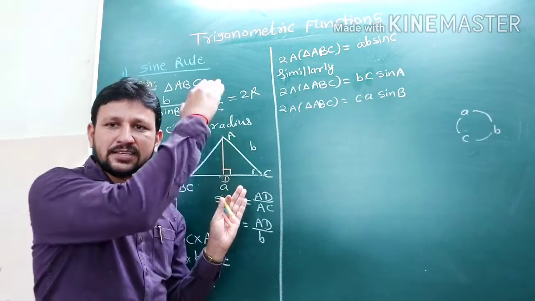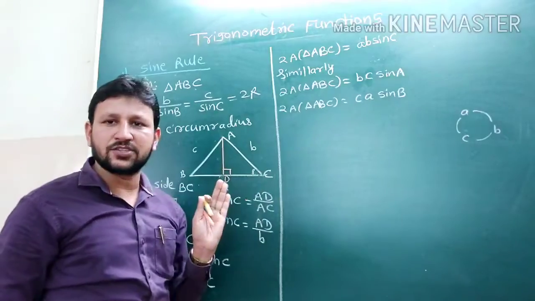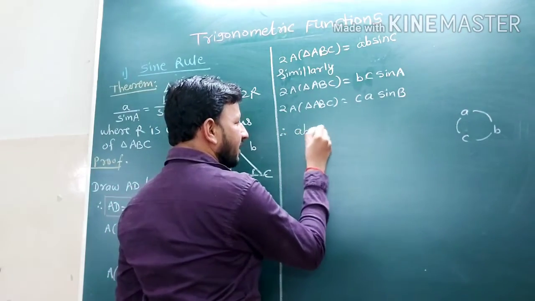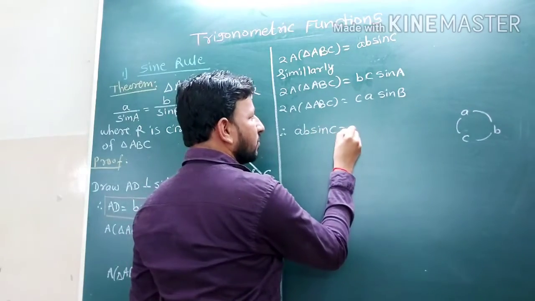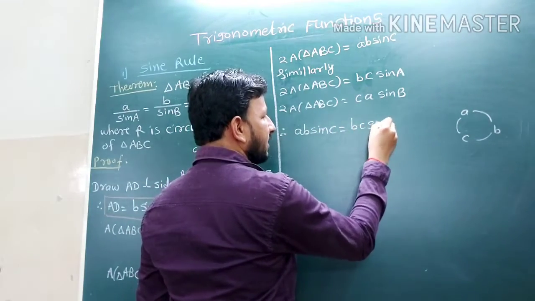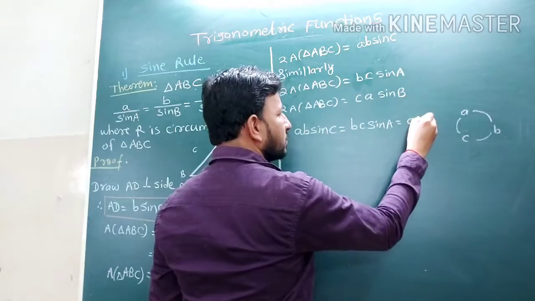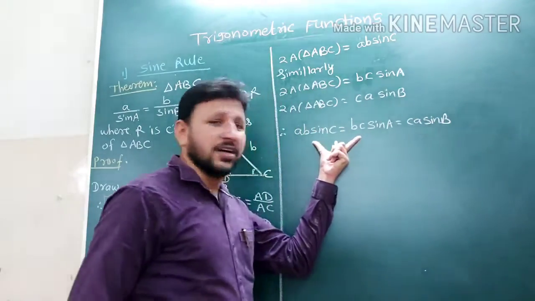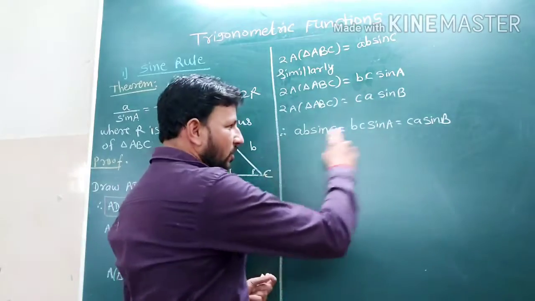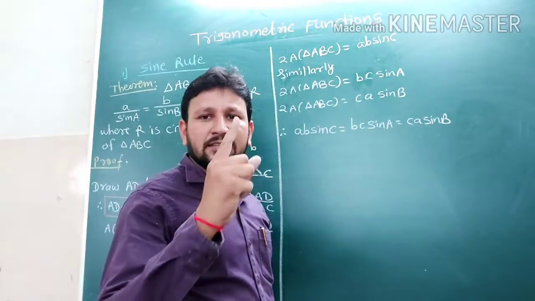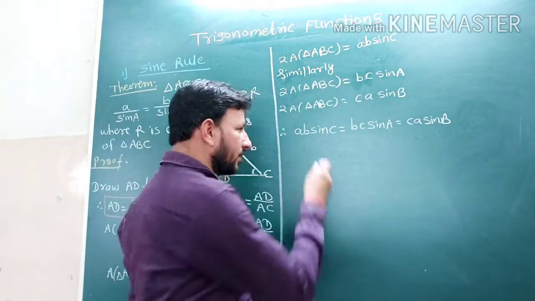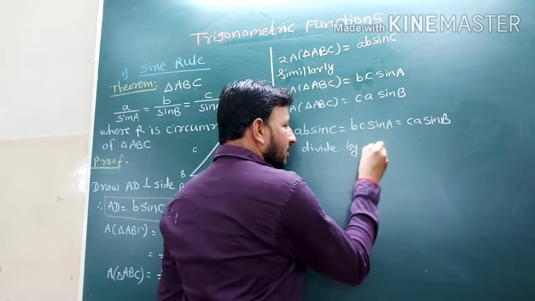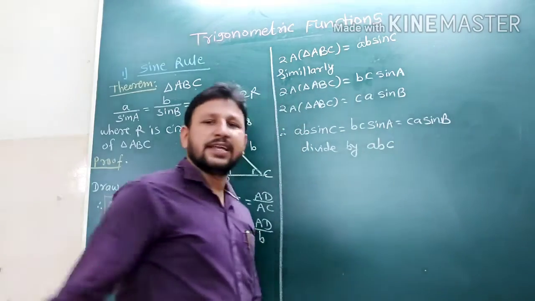The left hand side, LHS, is the same, so you can equate the right hand sides also. Therefore, the equation is obtained here: ab sin C is equal to bc sin A is equal to ca sin B. From this relation, divide all the equalities by the lengths a into b into c. Simple step here.